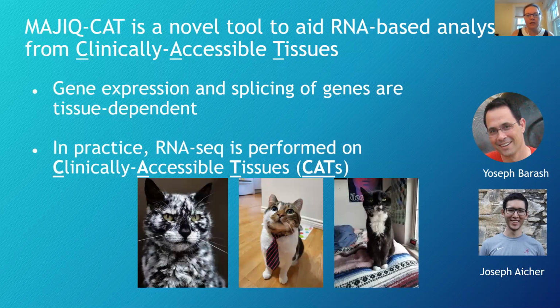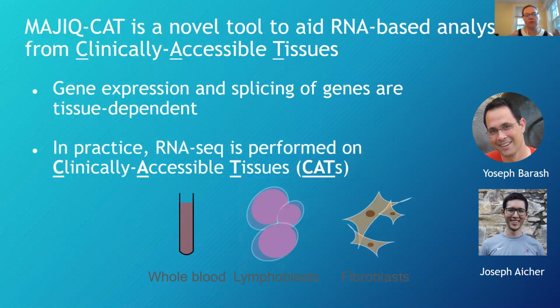And so you may be thinking, oh, cats, how cute. But these are all cats from our lab. But no, these are not the cats that we're talking about. We're talking about 3 tissues that are most often used for clinical testing. So that's whole blood, lymphoblasts, which can be created from a cell line from whole blood, or occasionally fibroblasts, which can be created from a skin biopsy.